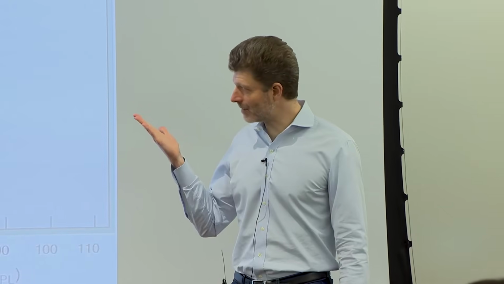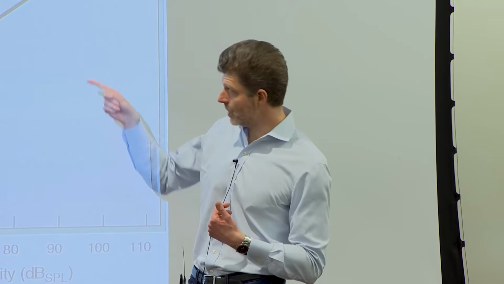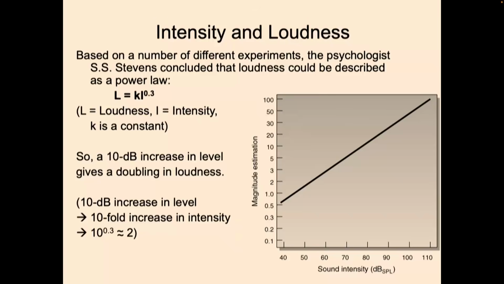So what's significant about this? Well, again, this tends to be fairly consistent across people, and you can use this to predict the extent to which a change in sound level that you could measure in decibels would translate to a change in loudness. And so what that formula tells us is that a 10 decibel increase in the level of a sound will give approximately a doubling in loudness.